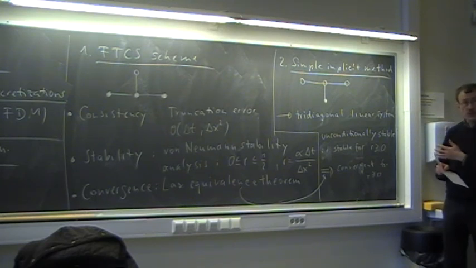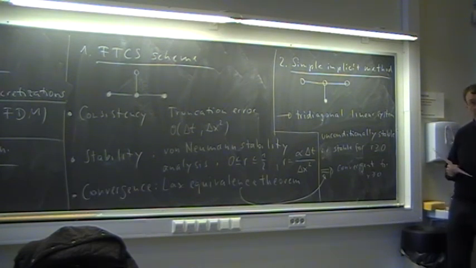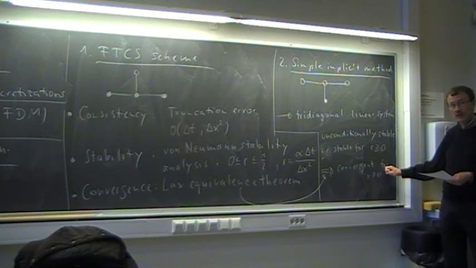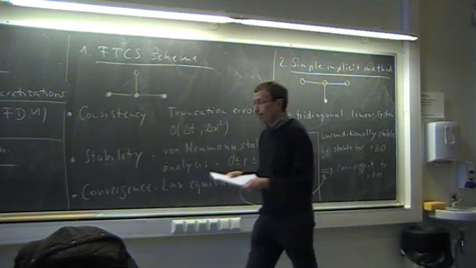To get good results there, you need enough grid points. Delta x must be small enough. The time step must be small enough if you want to follow the time dynamics. So that is another story. But this tells you when you refine the grid spacing delta x and the time step delta t, then your numerical solution will approximate the exact solution. Okay.